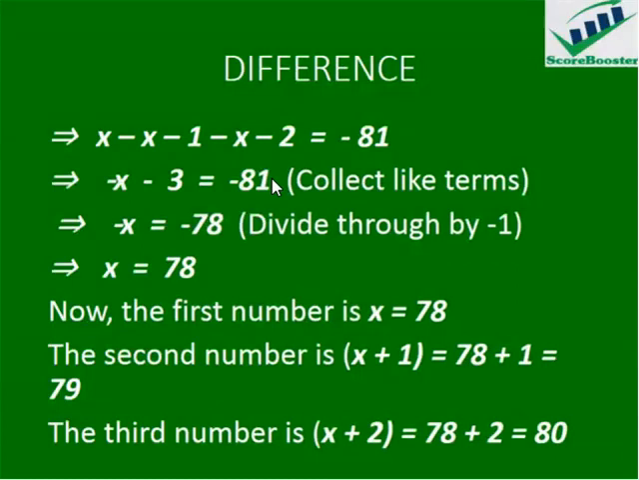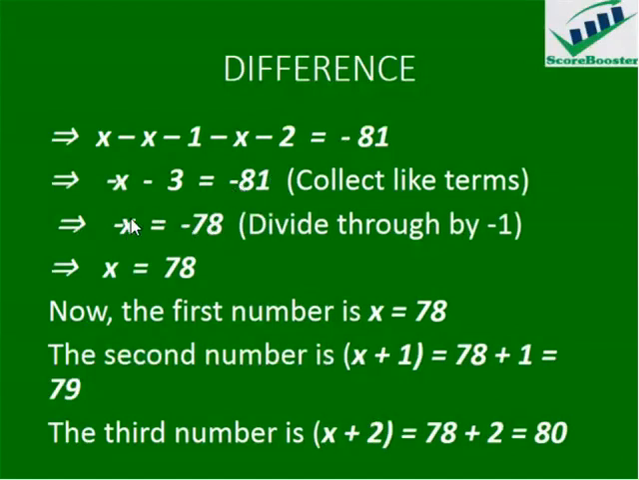So now you collect the like terms. This is a variable. These are numbers. So for you to eradicate minus 3, you introduce what? Plus 3. So if you put plus 3 here, minus 3 plus 3, you owe somebody 3 naira. You have 3 naira. When you pay, you are left with nothing. So minus x minus 3 plus 3 is the same thing as saying minus x plus 0, and you have minus x equals minus 81. Whatever you do to this side, you also do to this side. Minus 81 plus 3, which you introduce here, gives minus 78.